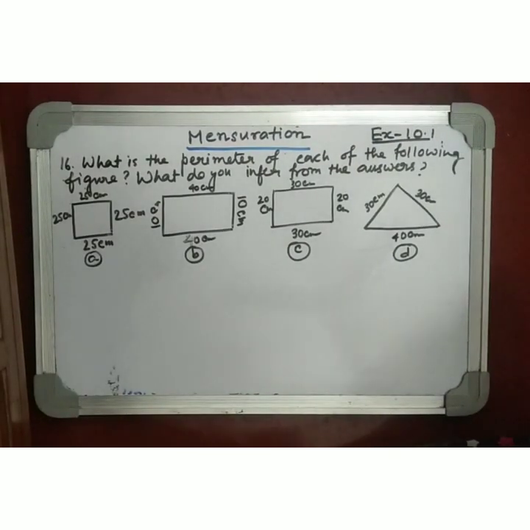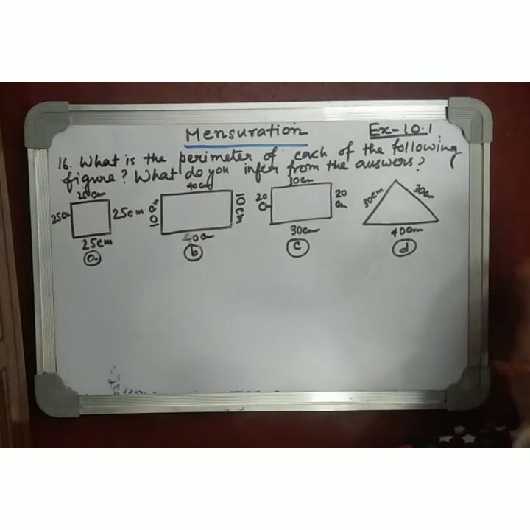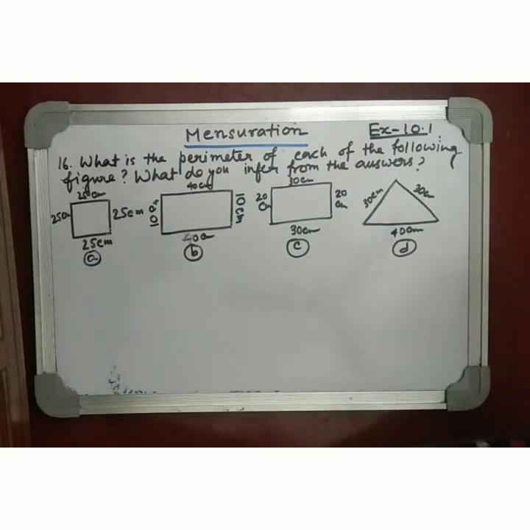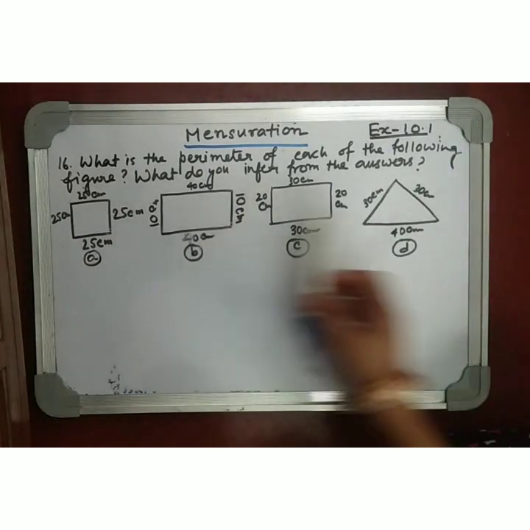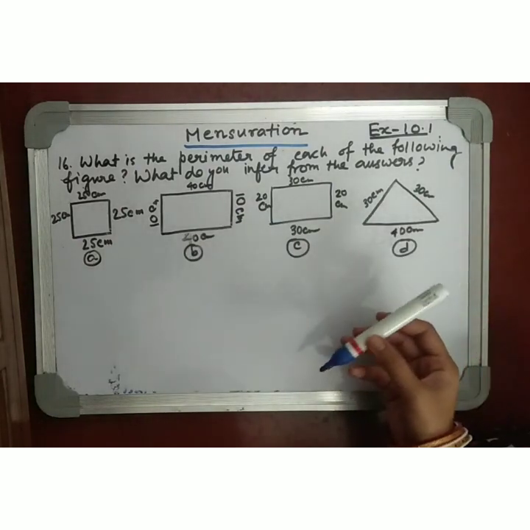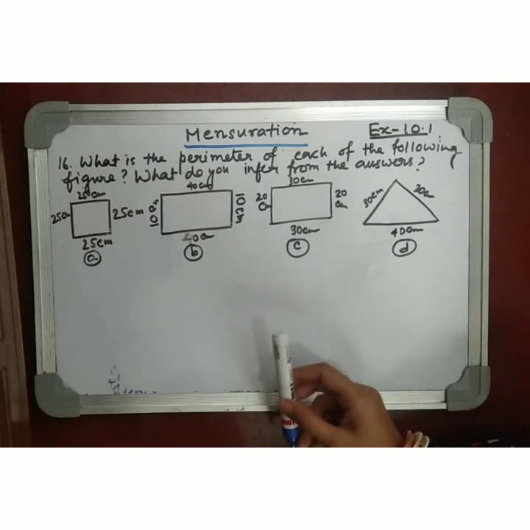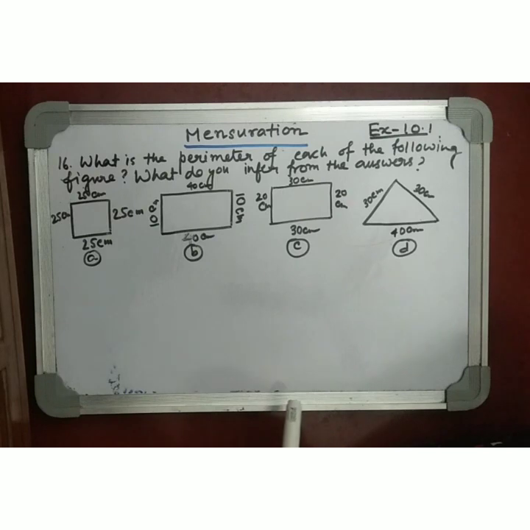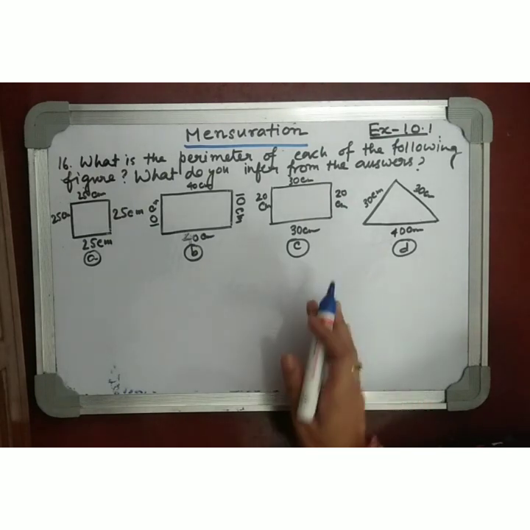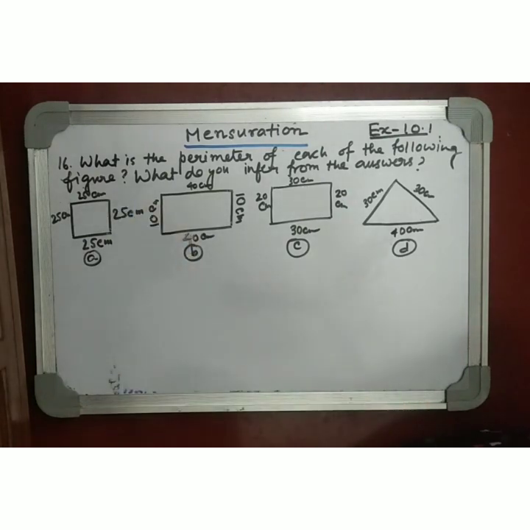Now here in question number 16 it is written, what is the perimeter of each of the following figures? Okay, now you can see 4 different figures here. We have to find the perimeter of each of the figures first. Next, what do you infer from the answers? Let's come to this after doing the previous one.